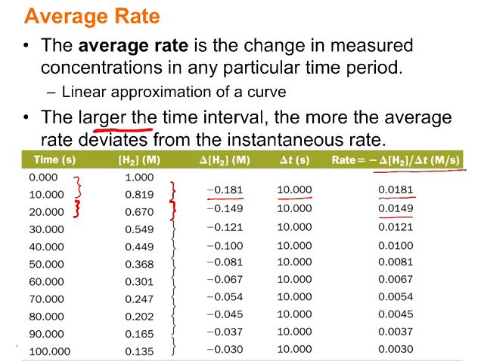Now, the larger the time interval, the more the average rate is going to deviate from something called the instantaneous rate. So, for instance, we could also just take the total difference between the last time point and the first time point and figure out an average rate there. But that's going to deviate significantly from, again, something called the instantaneous rate.